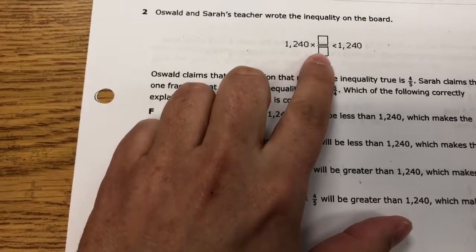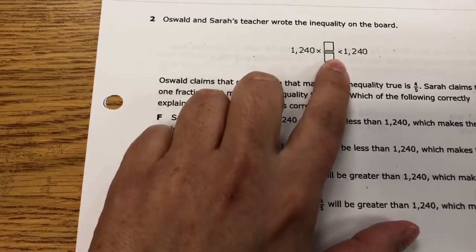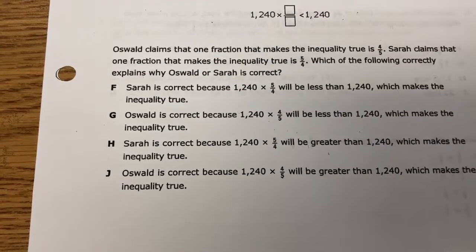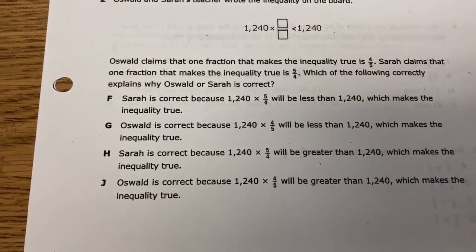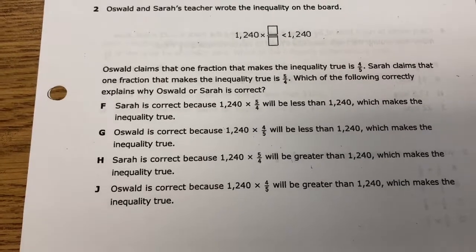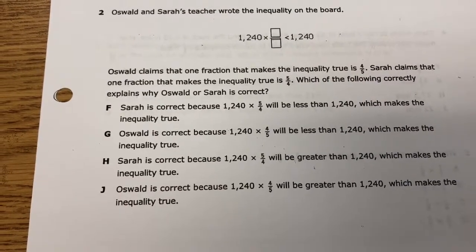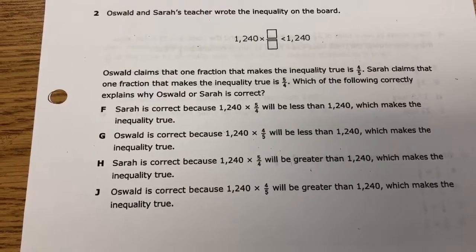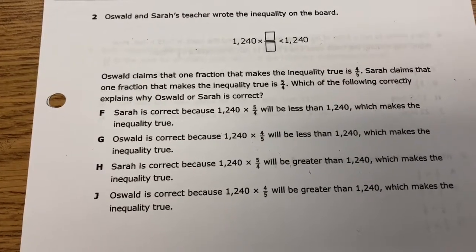Oswald and Sarah's teacher wrote the inequality on the board. 1,240 times blank is less than 1,240. Oswald claims that one fraction that makes the inequality true is 4/5. Sarah claims that one fraction that makes the inequality true is 5/4. Which of the following correctly explains why Oswald or Sarah is correct?